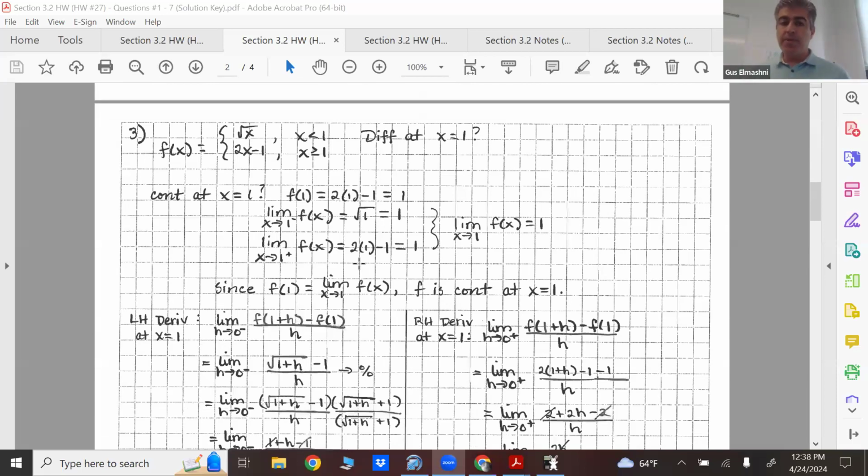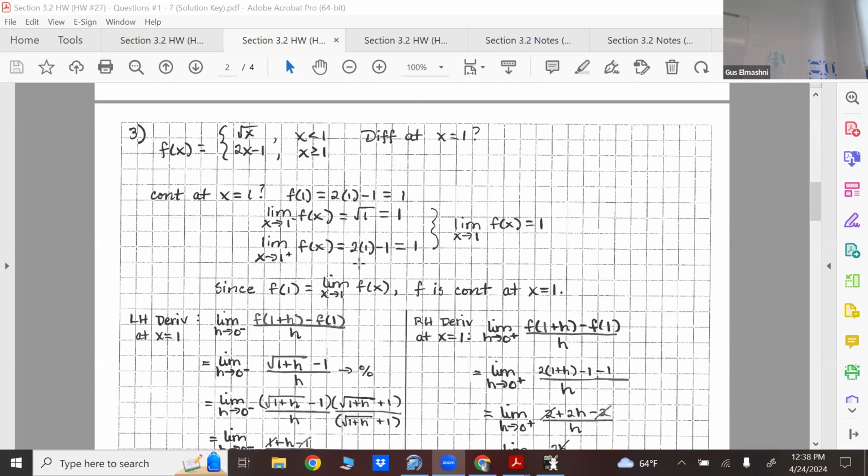For number 3, we've got a true piecewise function, root x and 2x minus 1. And usually as a quick check, if you really want to save time, just plug 1 in. If they're both the same, you know it's going to be continuous there. So I know it's continuous, but just to be formal about it, fine. f of 1 is 1, left-hand limit is 1, right-hand limit is 1.